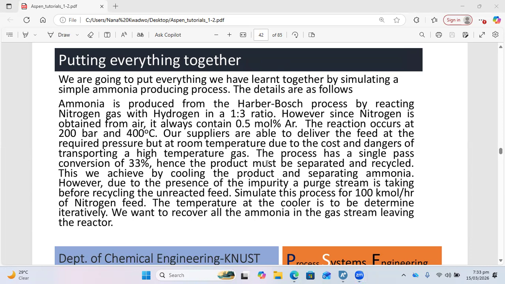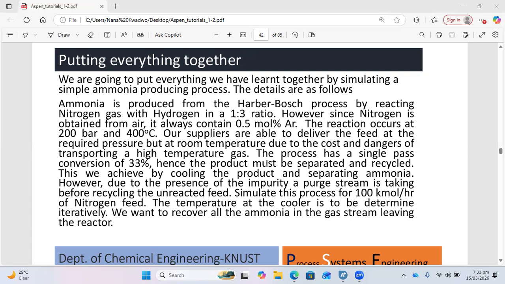gas with hydrogen in a 1:3 ratio. However, since nitrogen is obtained from air, it always contains 0.5 mole percent of argon. The reaction occurs at 200 bar and 400 degrees Celsius. Our suppliers are able to deliver the feed at the required pressure, but at room temperature due to the cost and dangers of transporting a high temperature gas.